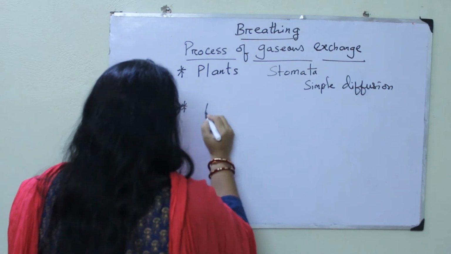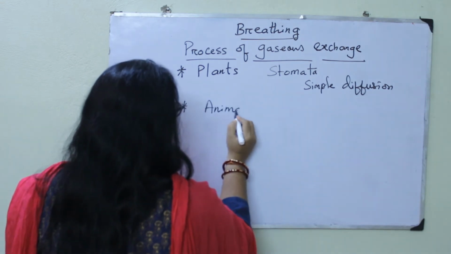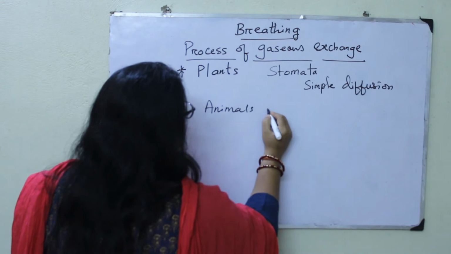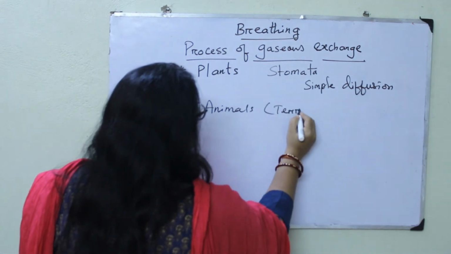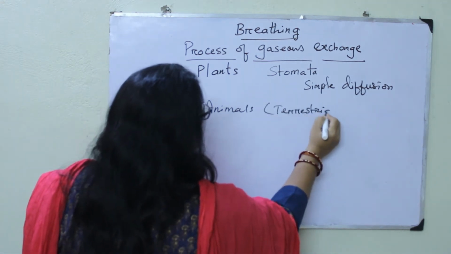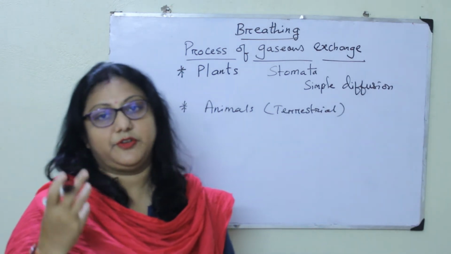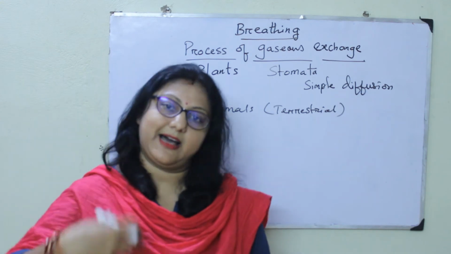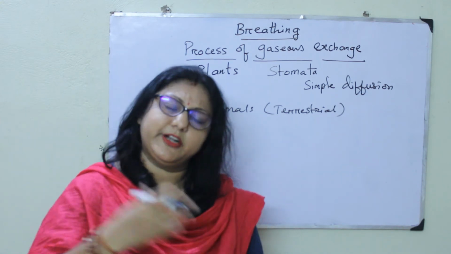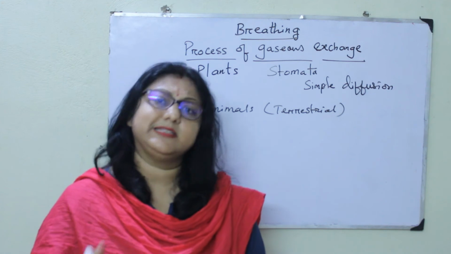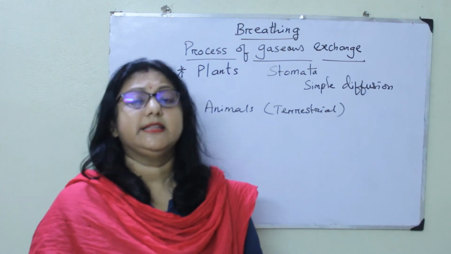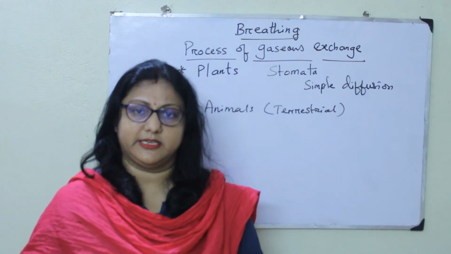In animals, those who are terrestrial animals, they will have specific organs. Their body has a specific organ, and different organisms differ. It is not that they always have the same organ. They may have different types of organs, right?